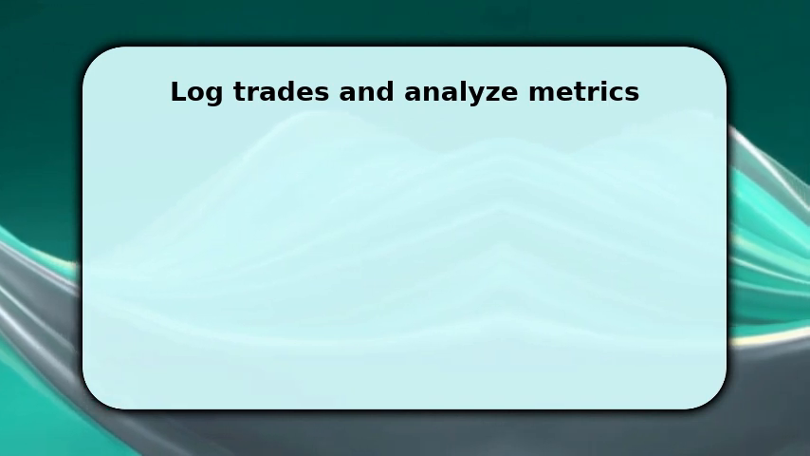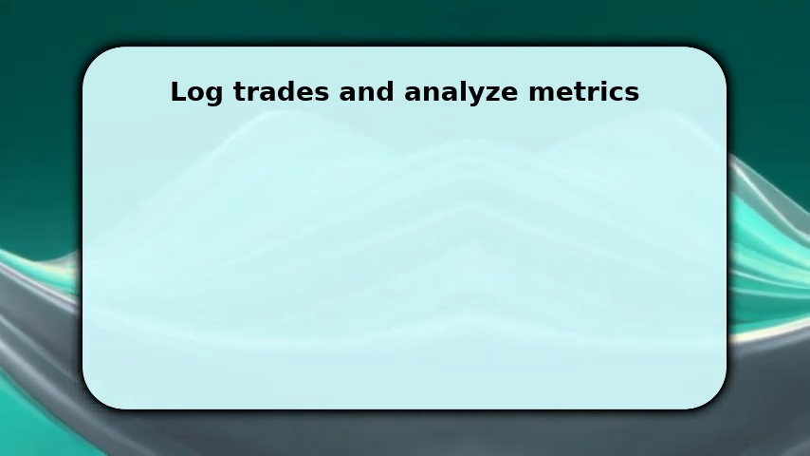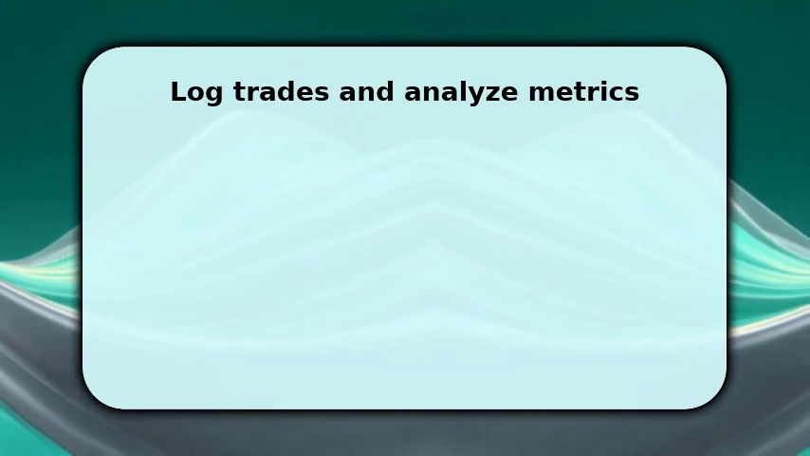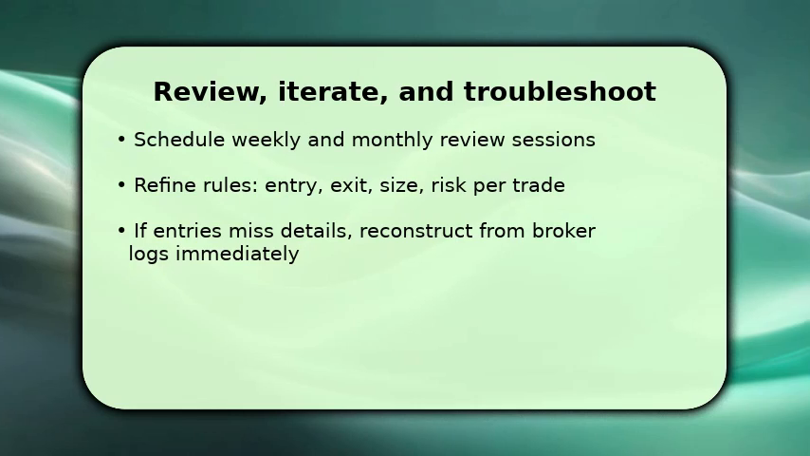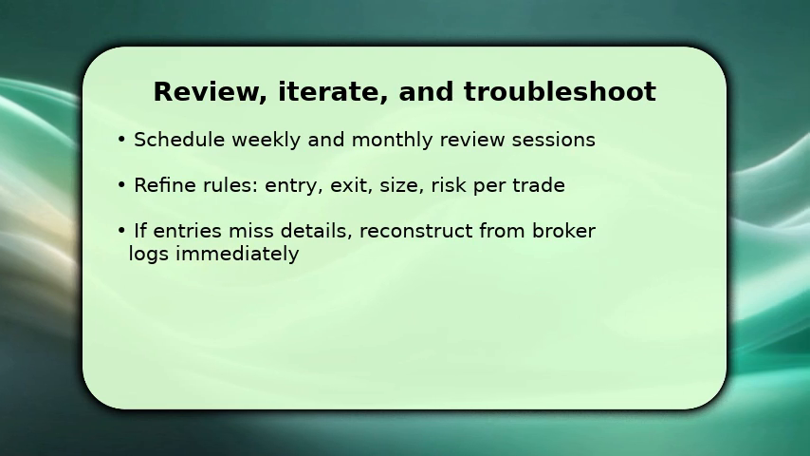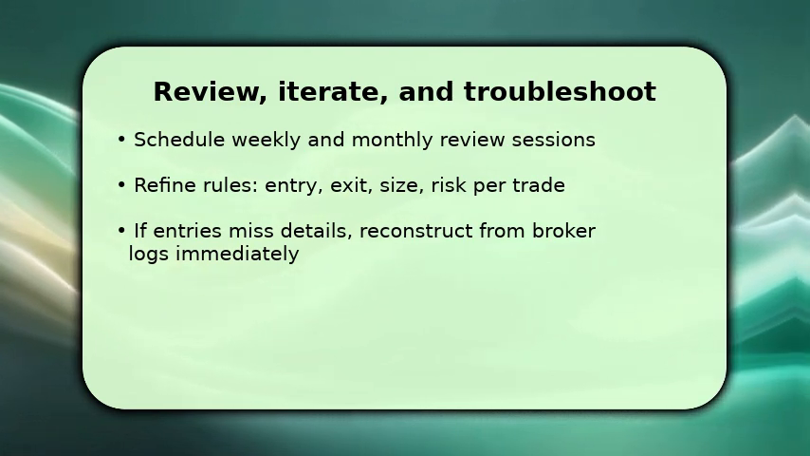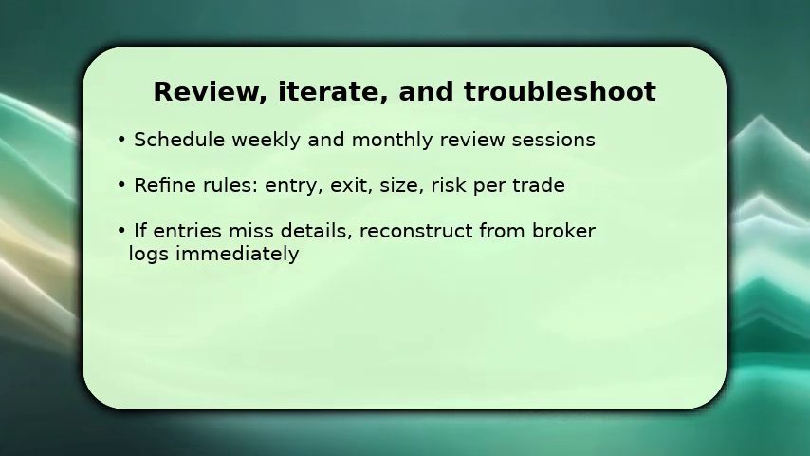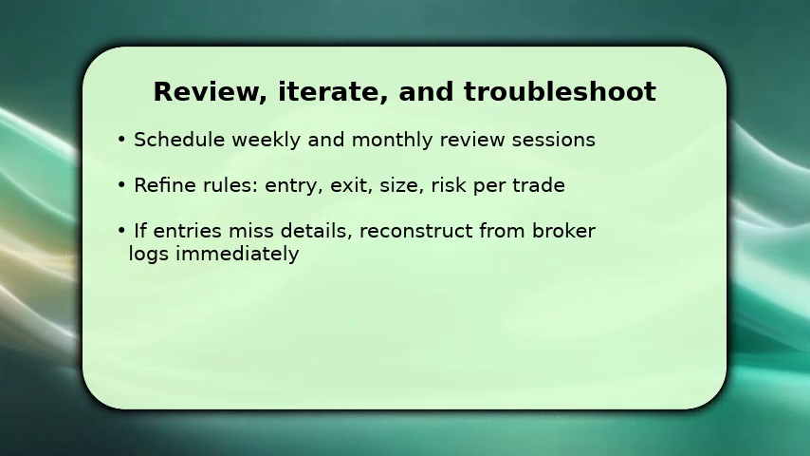When patterns appear, adjust position sizing or rules. This keeps your journal actionable rather than passive. Finish by creating a repeatable review routine, weekly quick checks, and monthly deep dives. During reviews, compare actual behavior versus your rules and adjust entries, exits, or sizing accordingly.